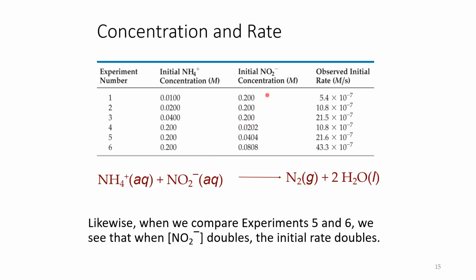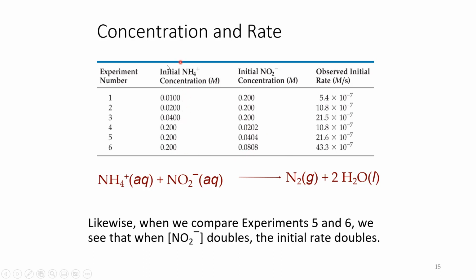And then when we look at the nitrite, we're going to have to look at different trials here. So we've got 6 different trials with varying concentrations. If we want to focus on the nitrite now, we want to look at a trial that has the ammonium the same, but differences in the nitrite, just like we did in the previous one.